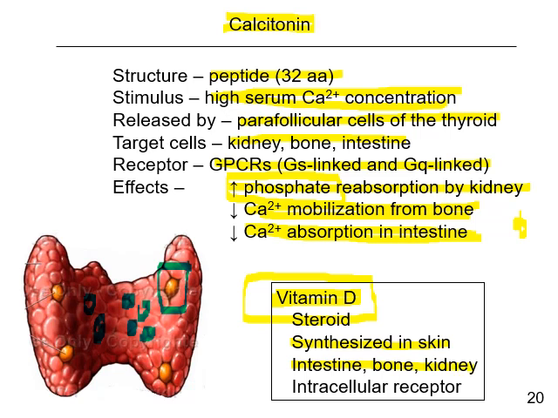The targets for vitamin D are in the intestine, the bone, and kidney again. It is an intracellular receptor, or it reacts with an intracellular receptor because it's a steroid hormone. And vitamin D assists in the control of serum calcium, and it assists in bone production. So vitamin D and calcitonin work together to maintain bone strength and bone health.